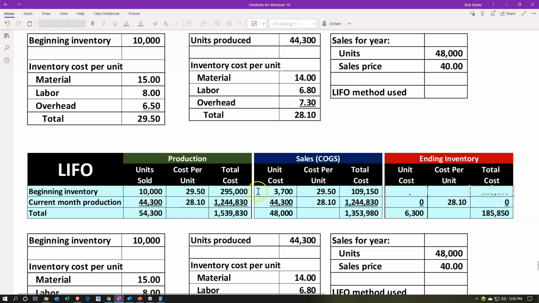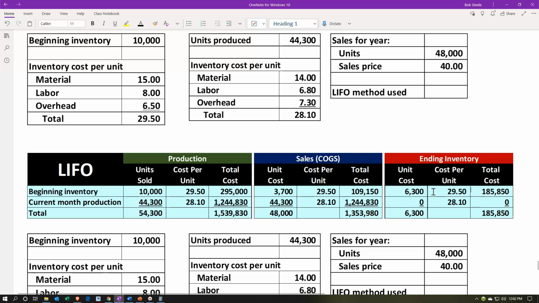Of the 10,000 units, we sold 3,700 at the 29.50. That means that we have 6,300 left at the 29.50 for a total of $185,850, and that's going to be what we have left, the 6,300 units at $185,850. Once again, we have the older units left, which are now the more expensive units due to declining prices.